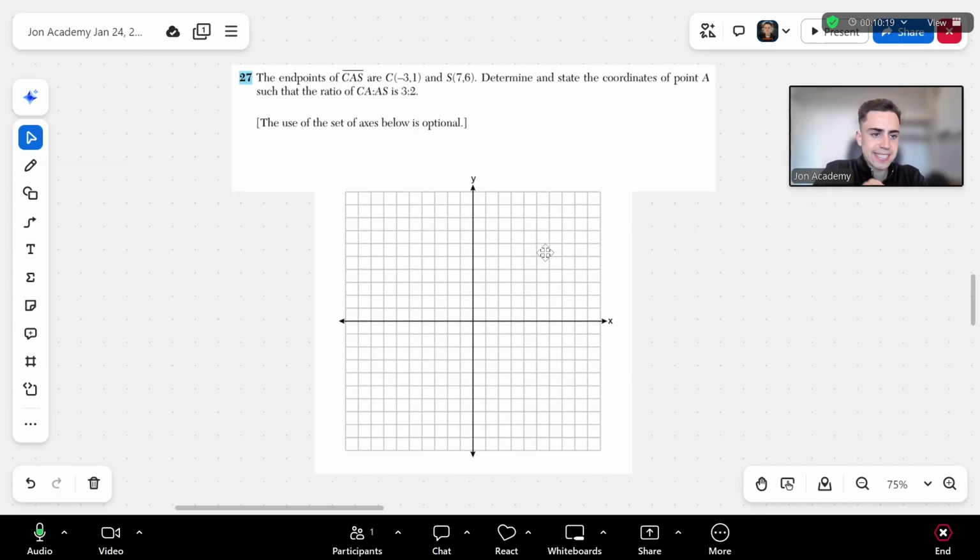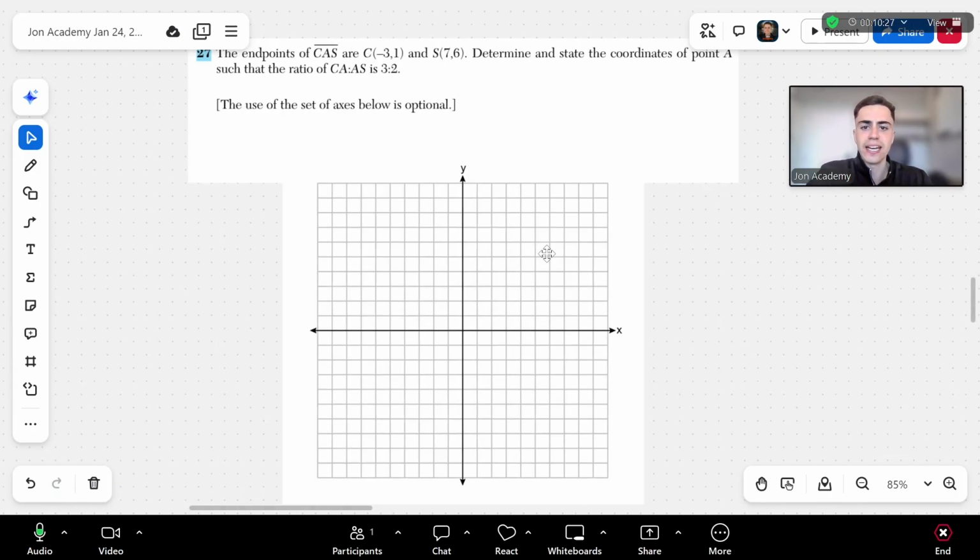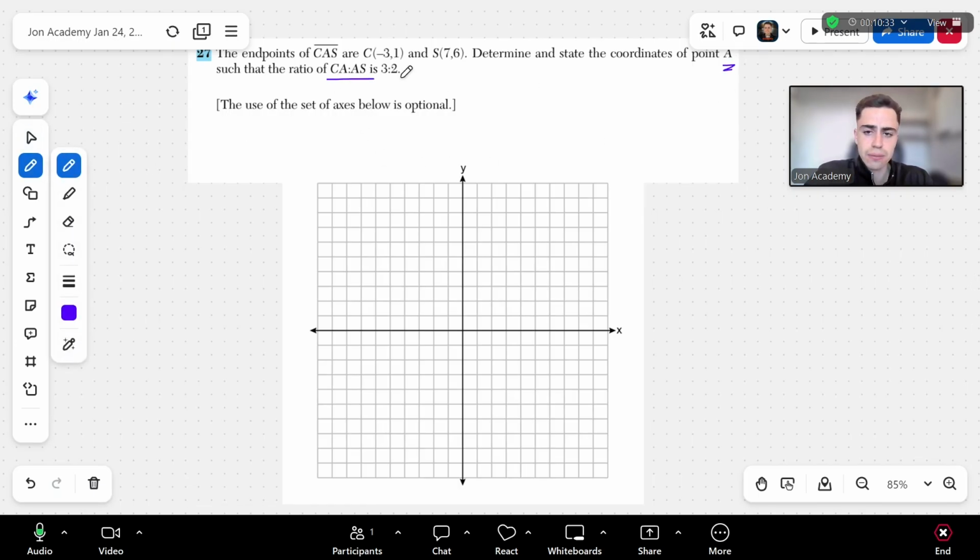Let's continue with the next exercise here, number 27. They tell us we have endpoints of CAS and they gave us C and S, and we are looking for the coordinates of A. They gave us this ratio, 3 to 2. So the first thing we could do is draw in C, that is minus 3, 1, so it's going to be here, and 7, 6 is going to be here exactly. So that's S. Good. So now that we have that, we could do the line in between them, because somewhere there is going to be A.